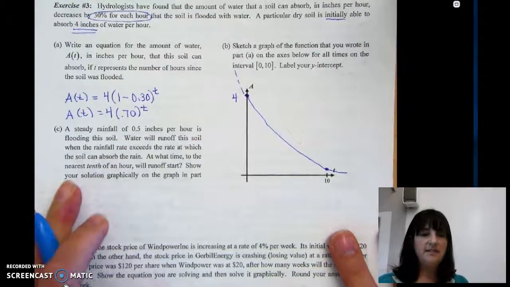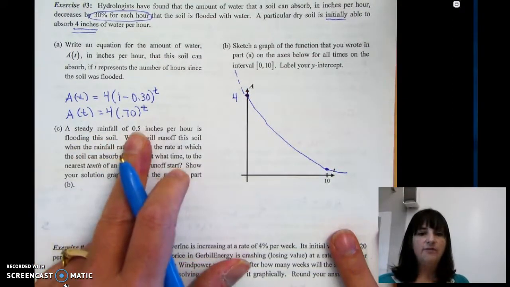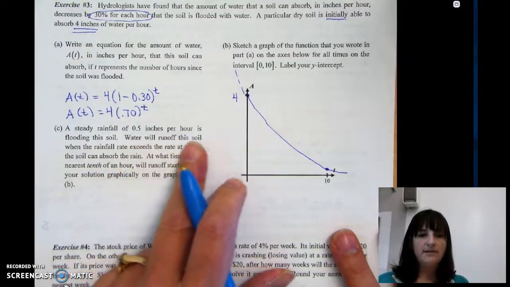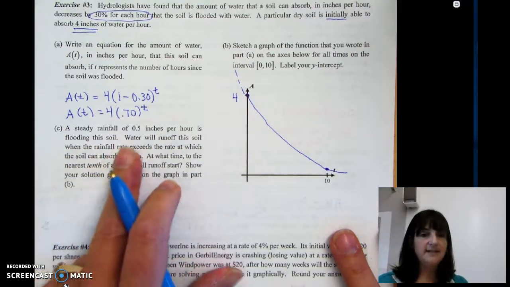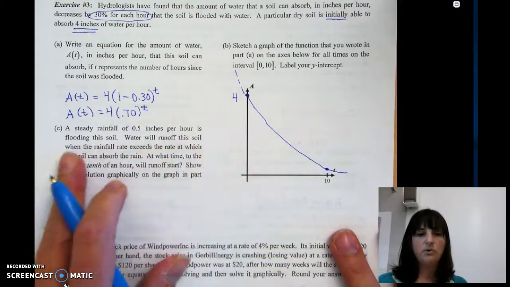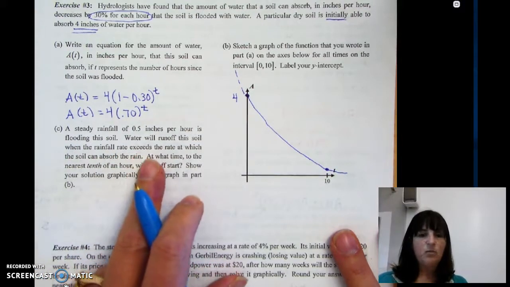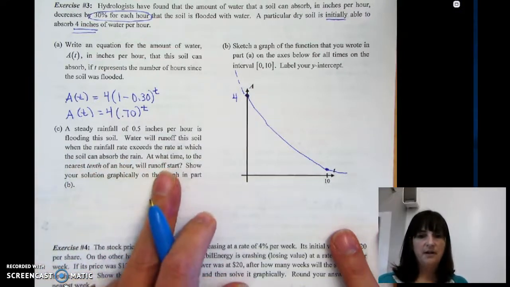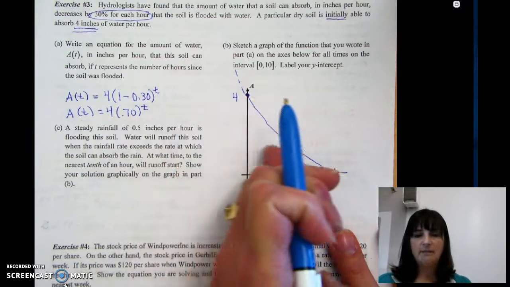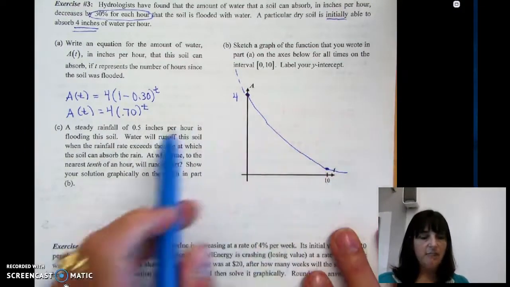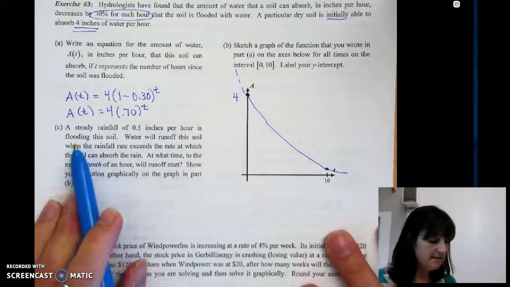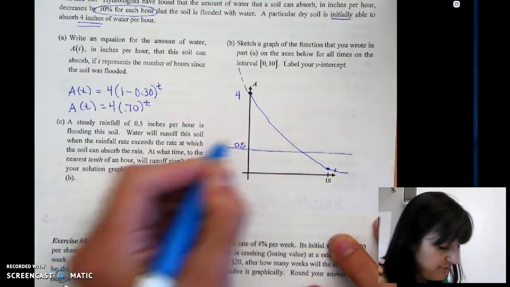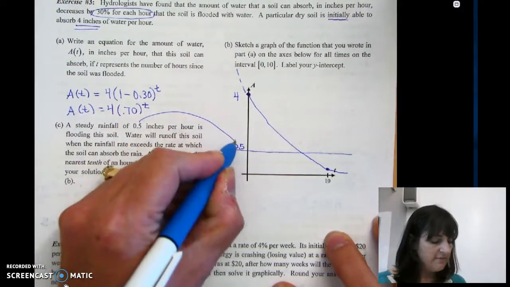Okay, all right, so in part C it says a steady rainfall of 0.5 inches per hour is flooding the soil. Water will run off the soil when the rainfall rate exceeds the rate at which the soil can absorb the rain. At what time to the nearest tenth of an hour will the runoff start? So here as time passes, my rate is decreasing, but I have rainfall that's constant. So if I go over here to where a half is, I'm just estimating it. I know it's less than 4. That's like my steady rate of rainfall.